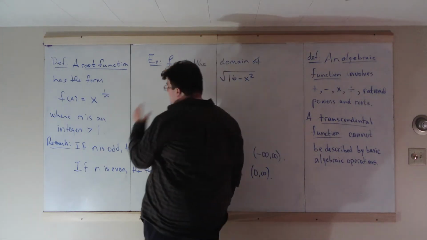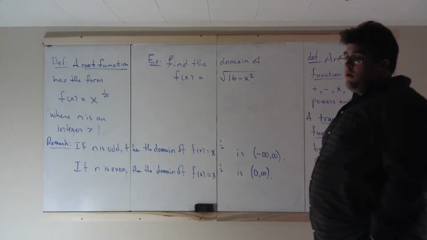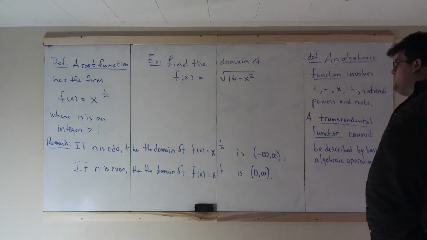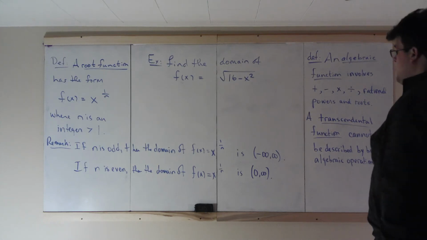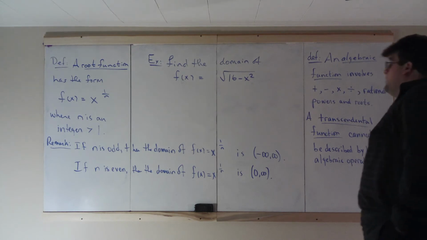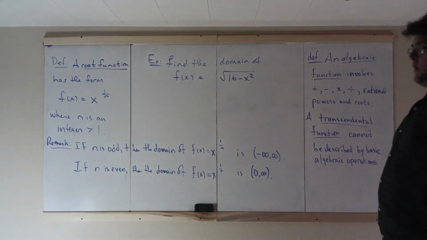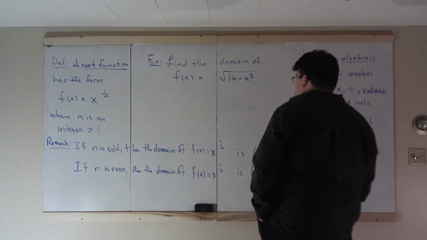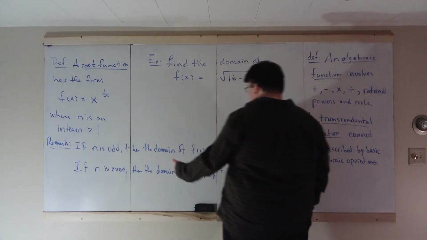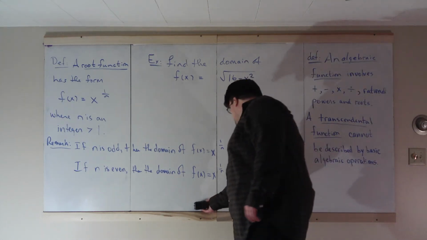If n is odd, then the domain of f of x is x to the 1 over n, is all real numbers. You can take a cube root of a positive number or a negative number, because negatives cubed are negative, and so on. But if n is even, like a square root, remember you can't take the square root of a negative number. So if n is even, then the domain of x to the 1 over n is all... Oh, that's not right.